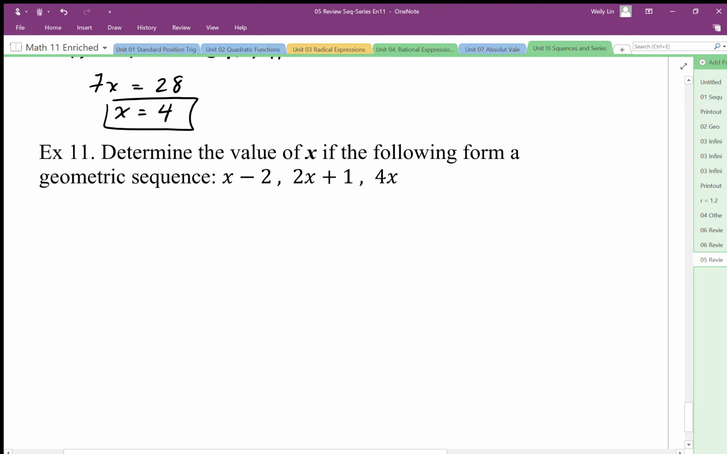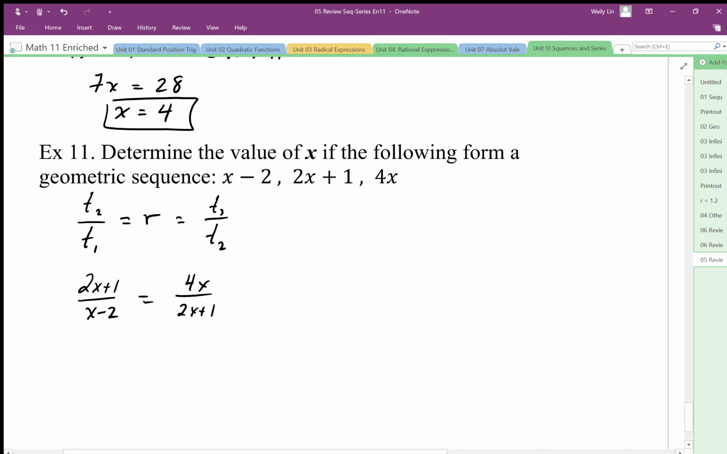This is a similar problem, but we want to find the x value when we know that this is a geometric sequence. We can do the same thing that we did before, except in this case it's geometric, so we're going to divide. We know that if we divide consecutive numbers, we get r. If I divide t3 and t2, I also get r. So I end up with this expression, 2x plus 1 over x minus 2 is equal to r, and it's the same as 4x divided by 2x plus 1 is equal to r as well.